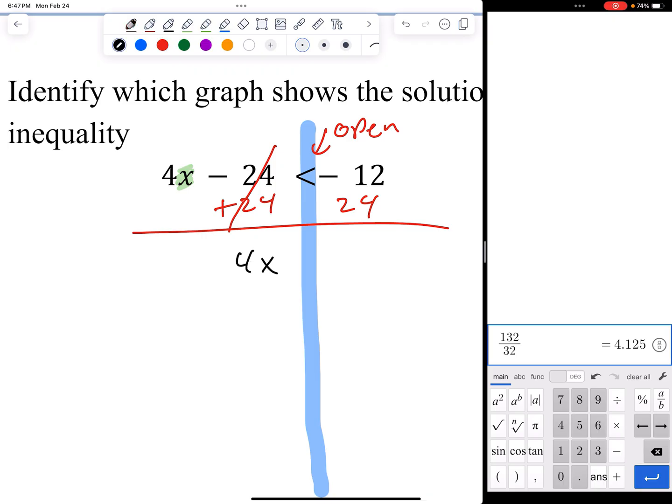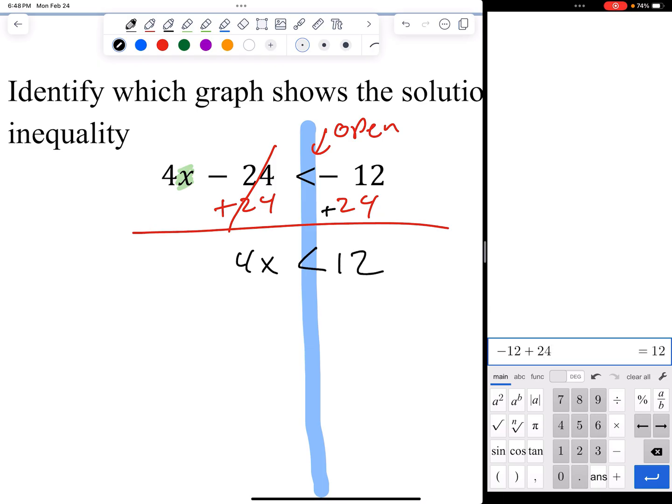So I get 4x is less than negative 12 plus 24. And this is where you got to be careful. Just please use the calculator. Anytime I see minuses, I freak out. Because of the negatives, even me as a teacher, I get freaked out because they always get us here and there. So I have a negative 12, then I have a plus 24. That gives me a positive 12.